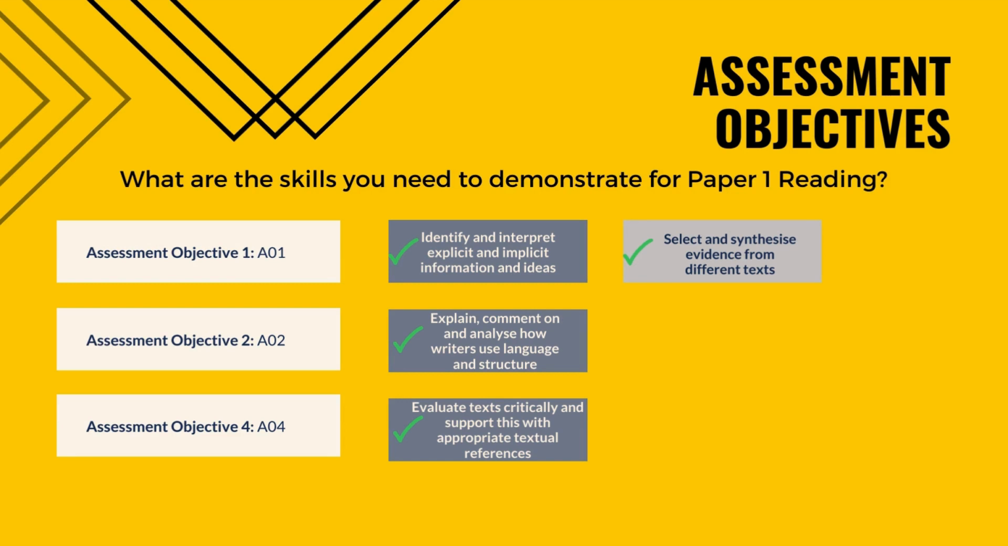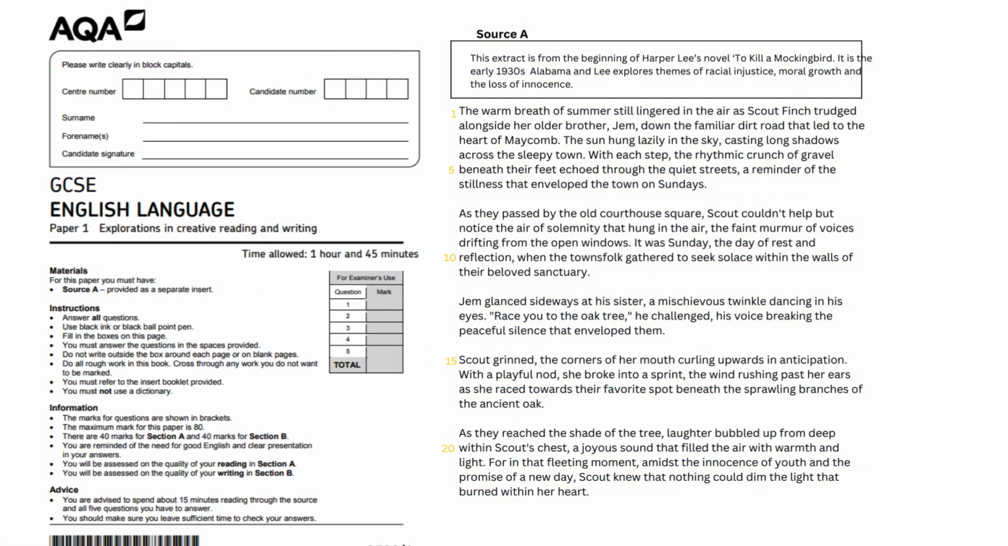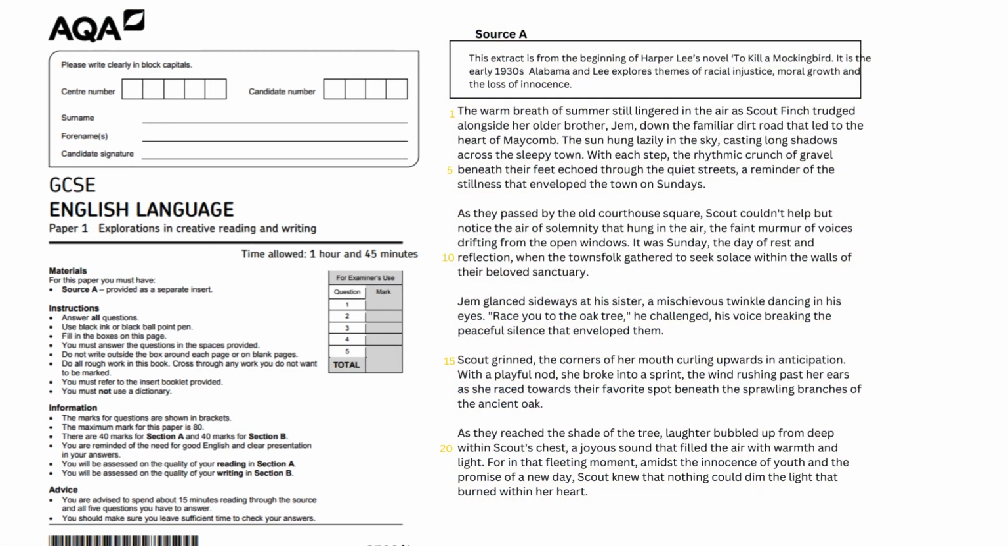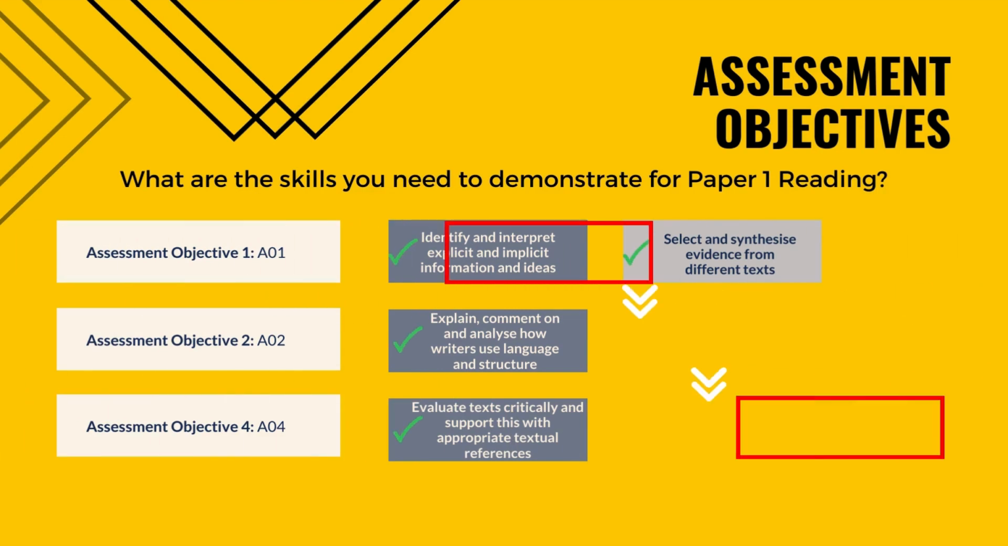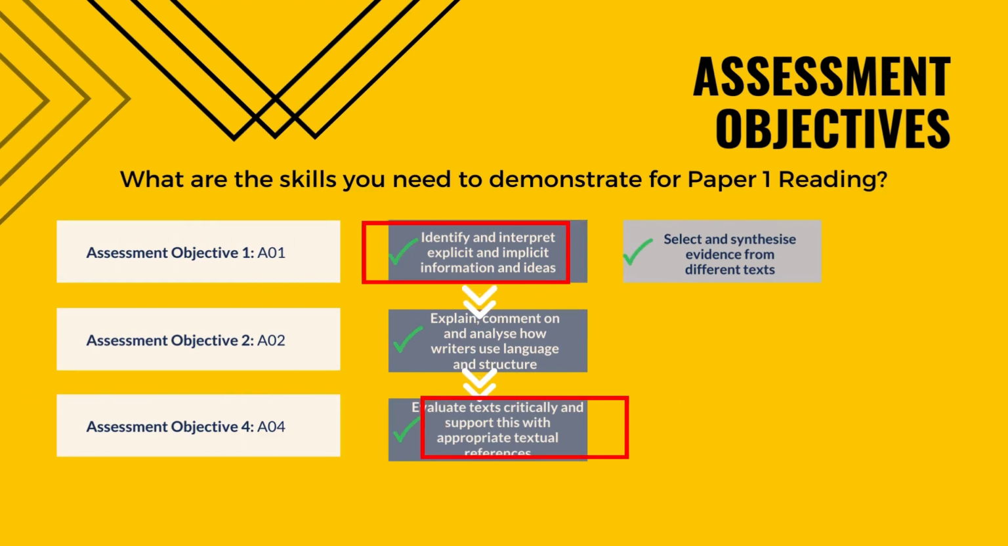The assessment for Section A of Paper 1, Reading, is shown on screen. Students will receive an unseen literary fiction text from a short story. The objectives for Section A range from simple identification of explicit and implicit information and ideas, Assessment Objective 1, to evaluating texts critically for Assessment Objective 4.